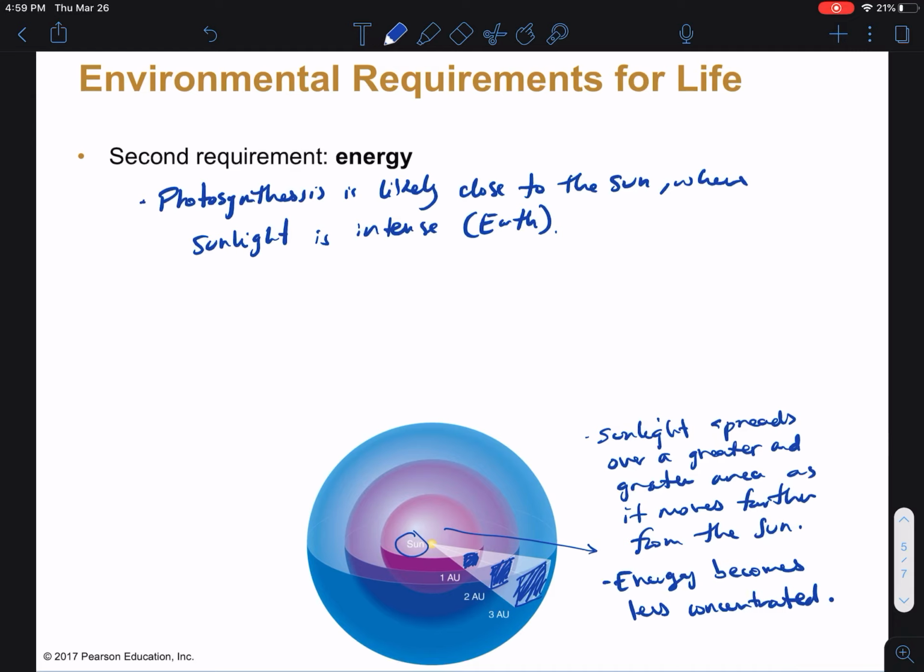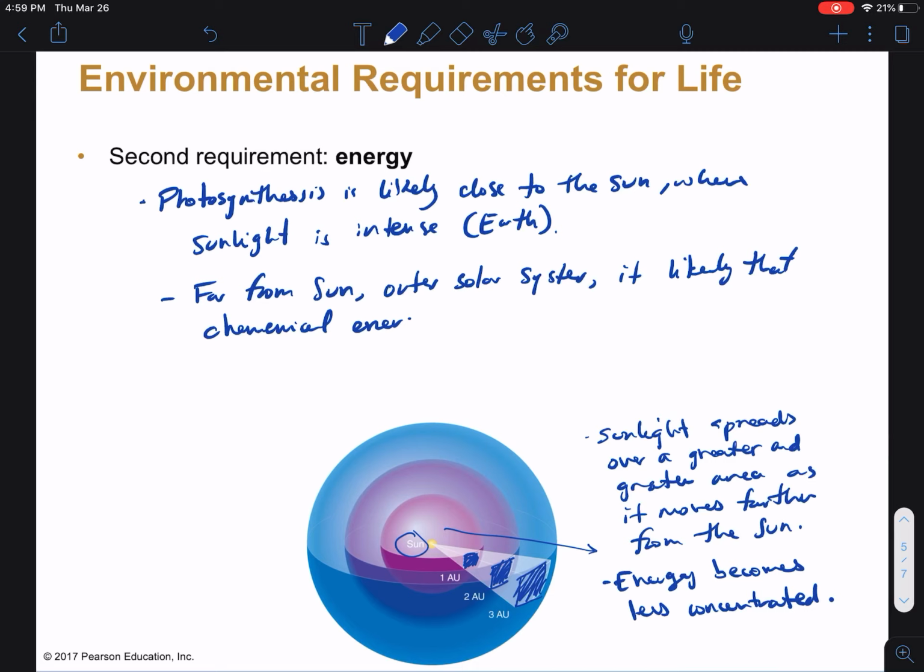Now, as we move farther and farther from the sun, sunlight's less concentrated. There's not enough energy for photosynthesis. And so, far from the sun, in the outer solar system, that's like Jupiter, Saturn, Uranus, Neptune, way out there, we think that it is likely that chemical energy is the primary source of energy for life, assuming it exists out there.